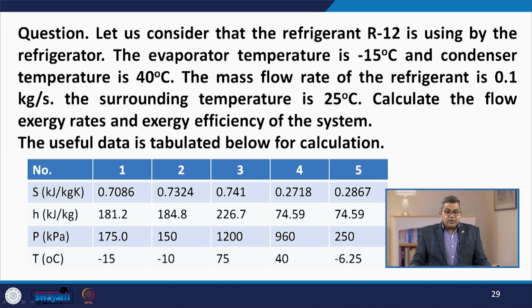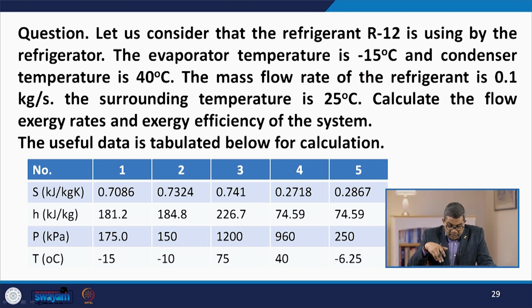Now, it is time to have another numerical problem. Let us consider that a refrigerant R12 is used by the refrigerator, and the evaporator temperature is minus 15 degrees Celsius and the condenser temperature is 40 degrees Celsius. The mass flow rate of the refrigerant is 0.1 kilogram per second. The surrounding temperature is 25 degrees Celsius. You need to calculate the flow exergy rates and exergy efficiency of the system.